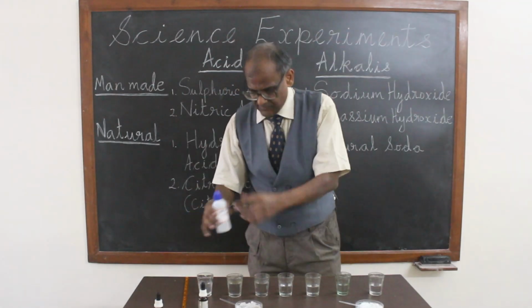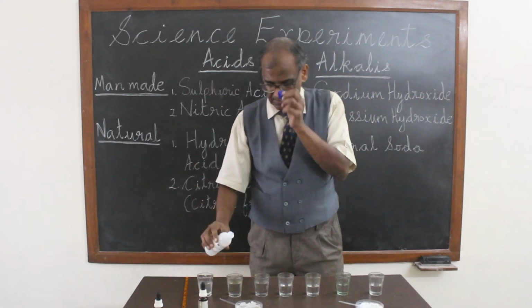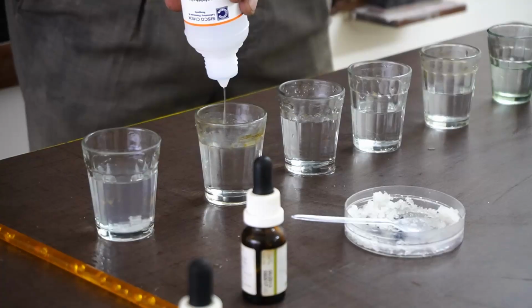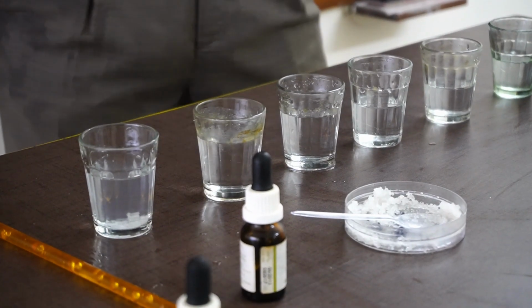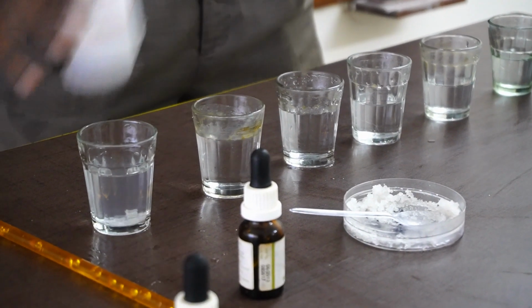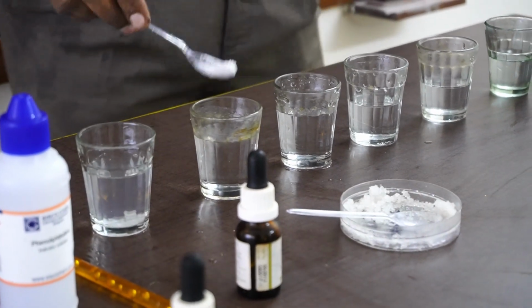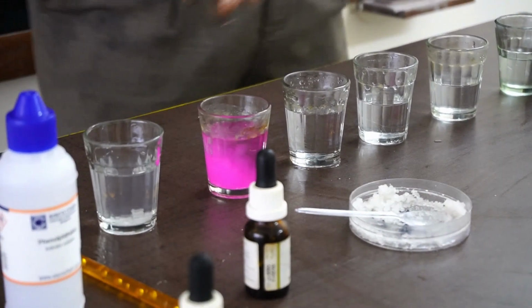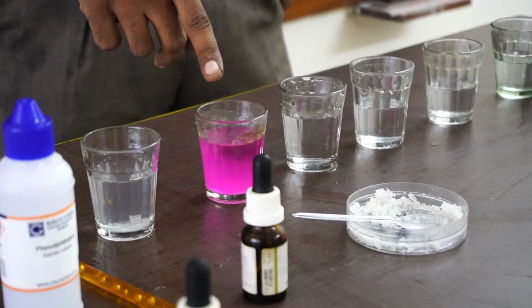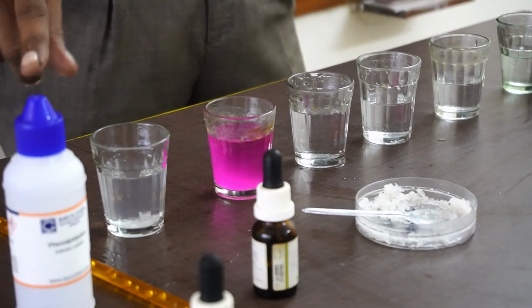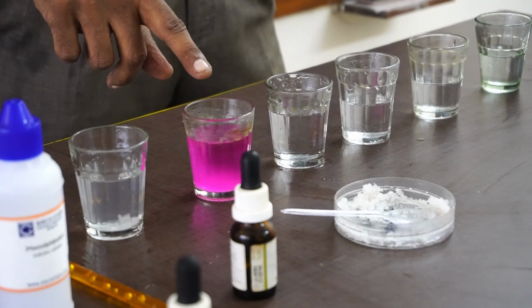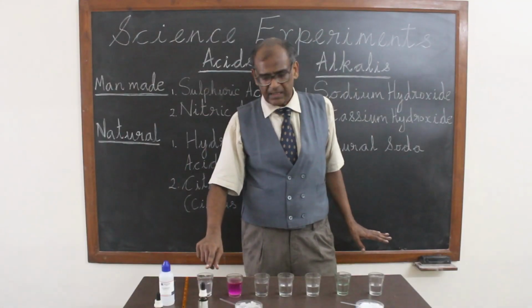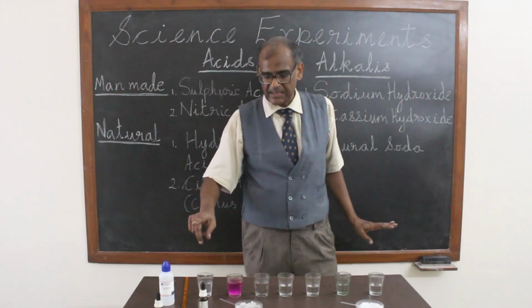Now this is water again. I am adding phenolphthalein to this, and let's try adding some alkali to this. We see instantaneously pink coloration has developed. So anything that turns phenolphthalein into pink is an alkali. Anything that does not change the color of phenolphthalein is an acid.